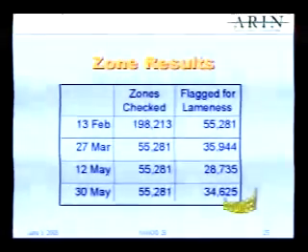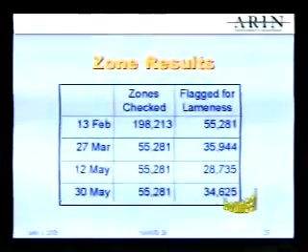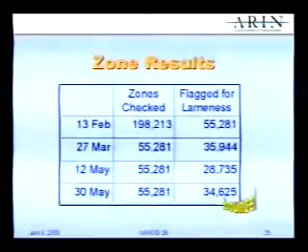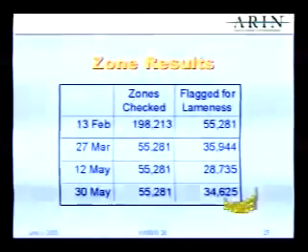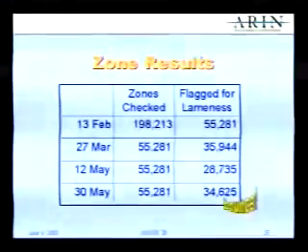So we feel that we had at least some impact right away. We went to the second phase, we tested again, and we saw an even smaller number now, down to 29,000 zones being lame. And we just ran the test again. We noticed that this number has bounced back up to 35,000.